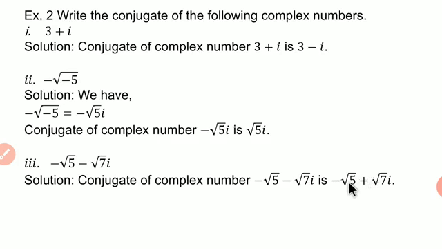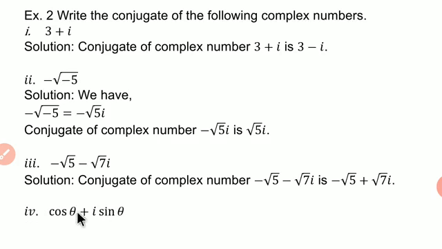The sign of the real part is as it is, because here the imaginary part is negative, so in the conjugate the imaginary part is positive and the real part has the same sign. Okay, now see the next example.